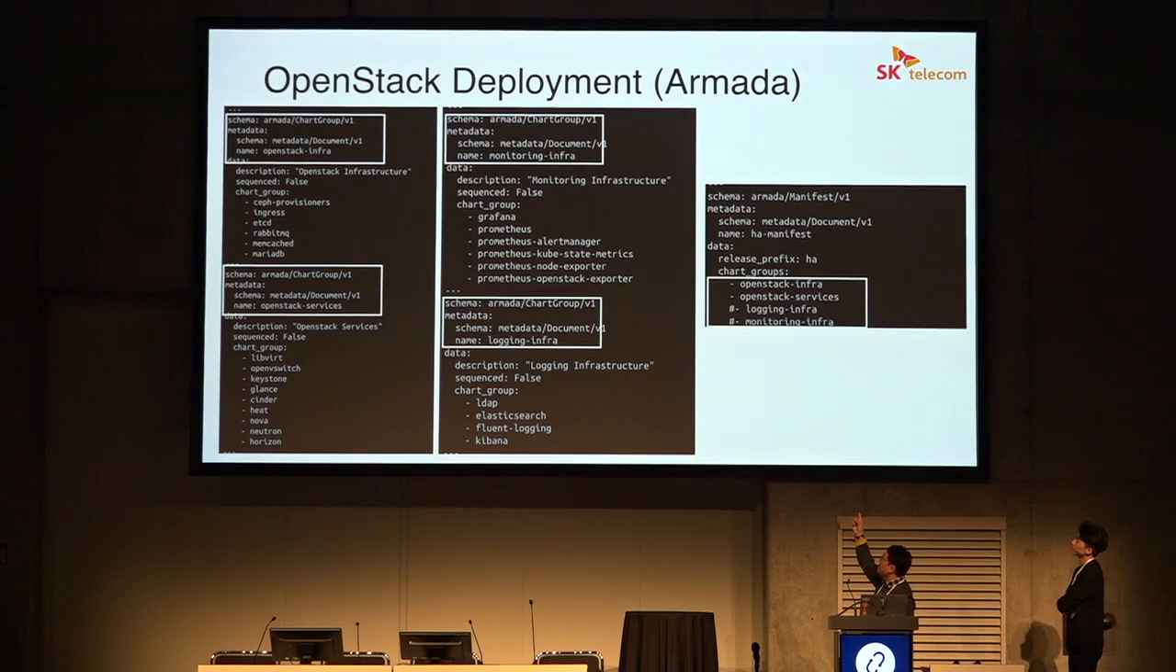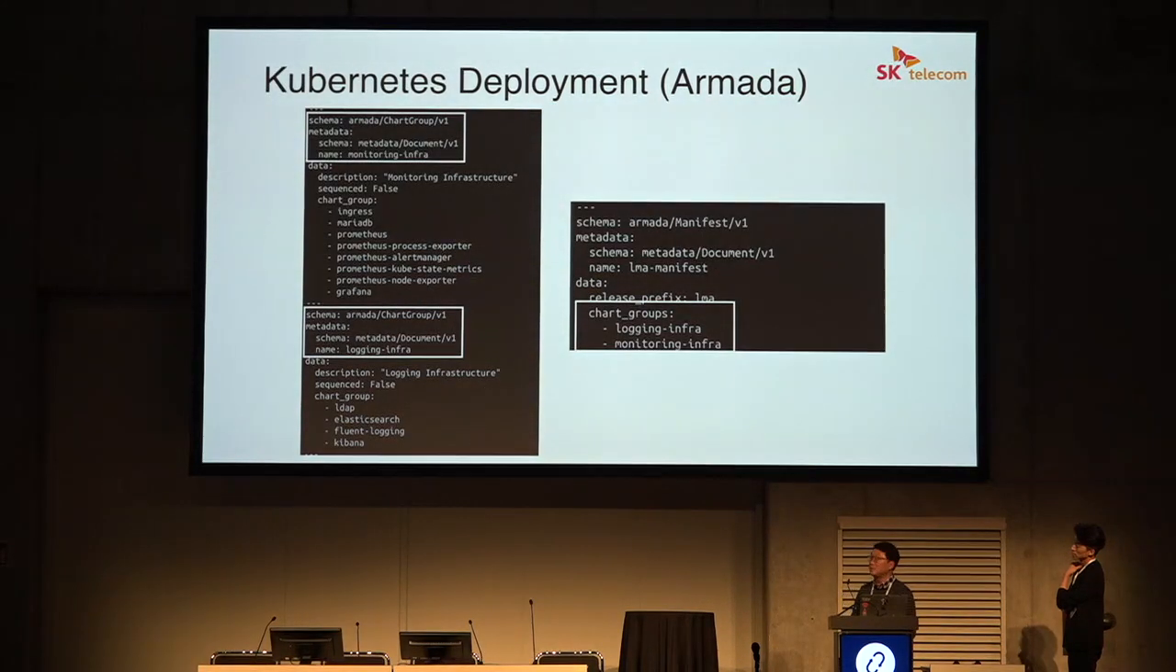For the OpenStack deployment, we do all four. But in this case, we commented out logging and monitoring because this environment had a legacy monitoring system, so we didn't need to install our own monitoring system. We did install just OpenStack. So with different requirements and different deployment architectures, you just need to select which group to deploy. And when you do the Kubernetes deployment, you don't see any OpenStack-related group, but you deploy logging infra and monitoring infra on top of Kubernetes so that you can provide operation monitoring tools for your Kubernetes.